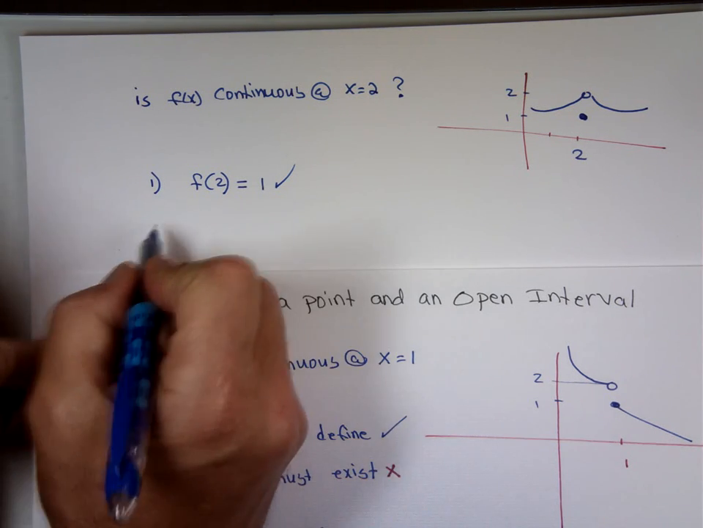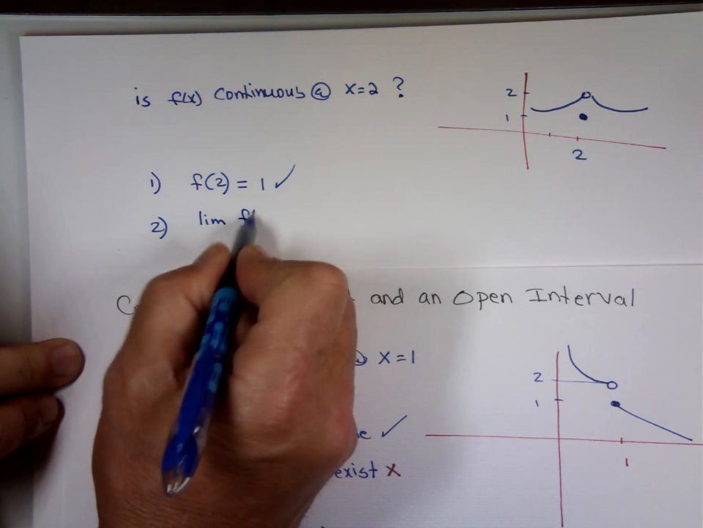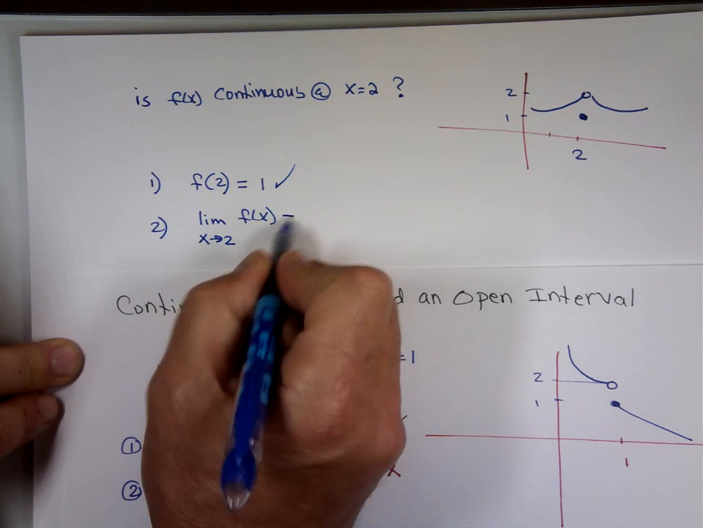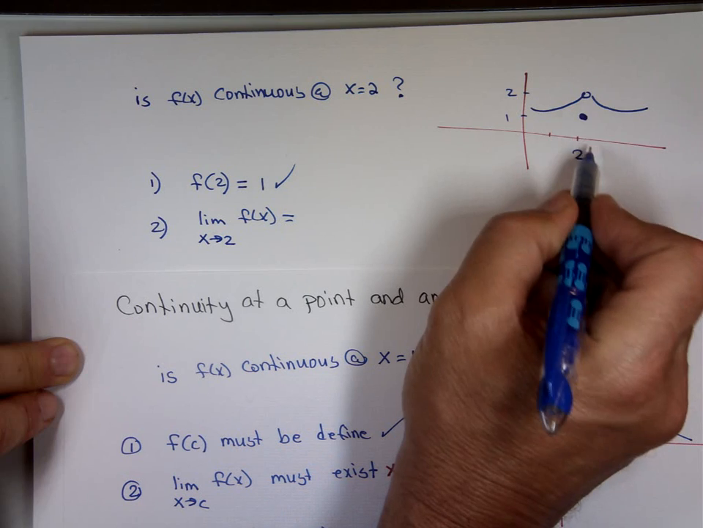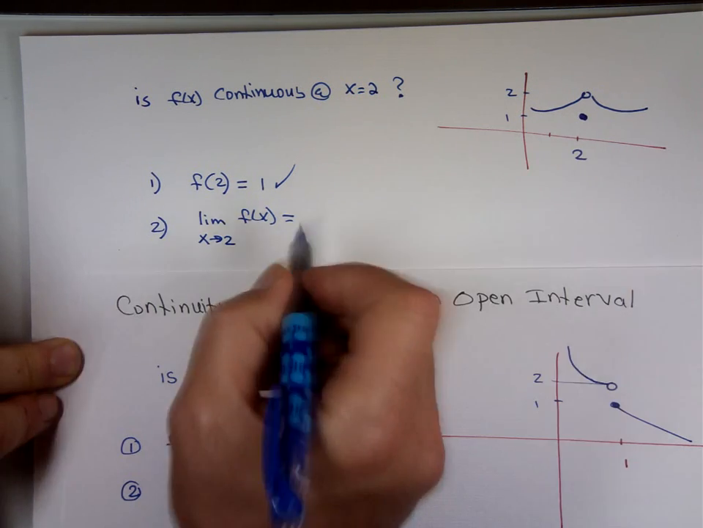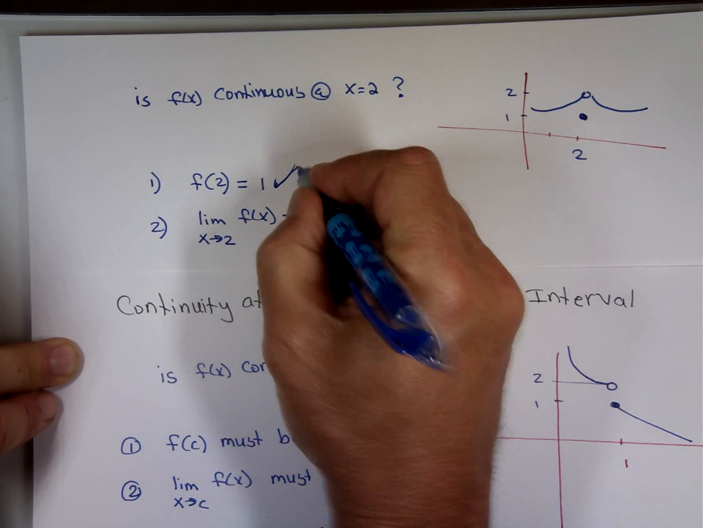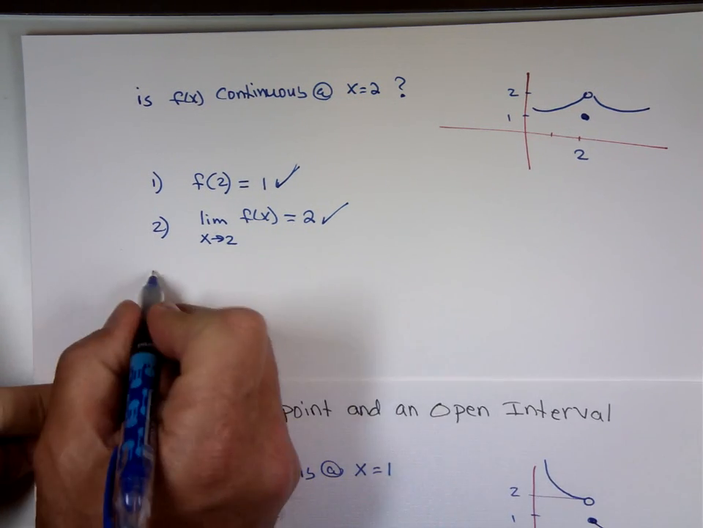The limit of f of x as x approaches 2. Does that exist? What's the limit from the left side? 2. What's the limit from the right side? 2. So there is a limit, which is 2. Condition number 2 passes the test. 2 out of 3 so far. Not bad, as Meatloaf said, you know?